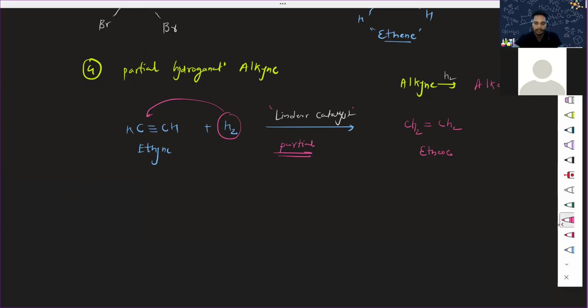Can you just write this first? Don't worry about what is there in a Lindlar catalyst. Just understand that Lindlar catalyst is used because hydrogen is a gas, and gas is not reactive unless it gets a surface, right? So that is the thing. Is it spelled Lindar or Linder? Lindlar.